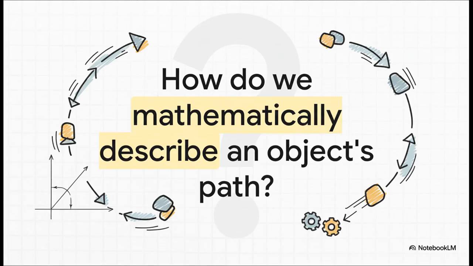How in the world do we mathematically pin down an object's path through space? It sounds simple, right? But think about it. Something can twist, turn, speed up, slow down, all in 3 dimensions. We need some kind of tool that can wrap its head around all of that at the same time.